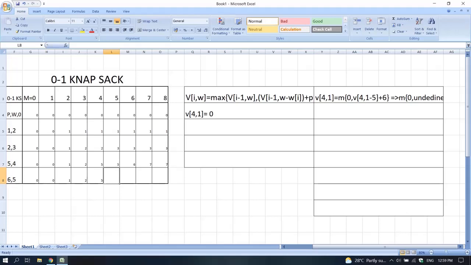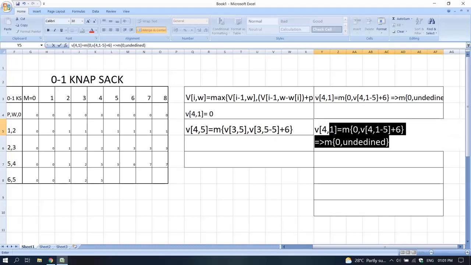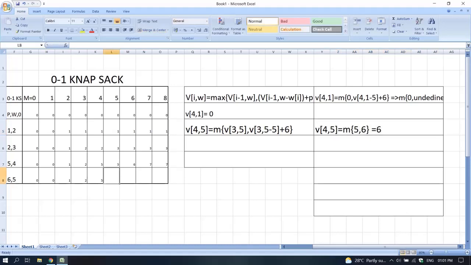Now let's come to the 5th index. V[4, 5] is the max of V[3, 5], and V[3, 5 minus 5] plus 6. So V[4, 5] is equal to max of 5 and 6, which is 6. In this cell it is going to be 6.